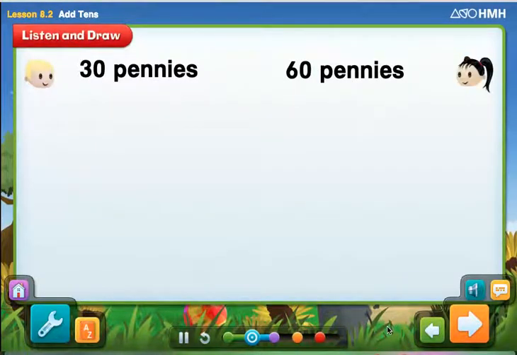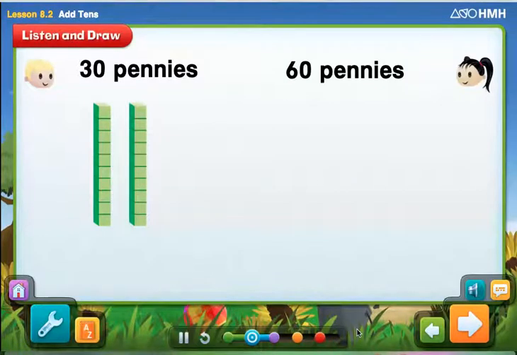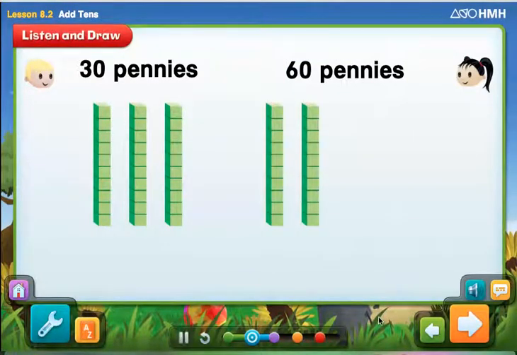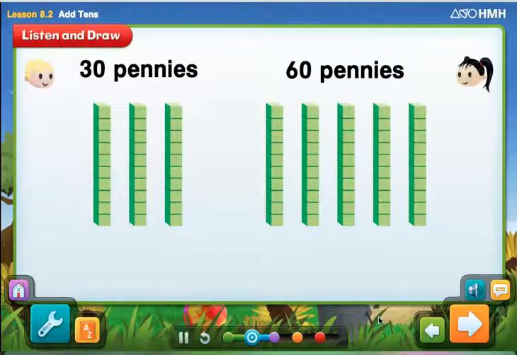Let's try another problem. Kyle has 30 pennies. Kim has 60 pennies. How many pennies do they have in all? Use base 10 blocks to model the problem. First, make a model for the 30 pennies. 10, 20, 30. Now make a model for the 60 pennies. 10, 20, 30, 40, 50, 60.